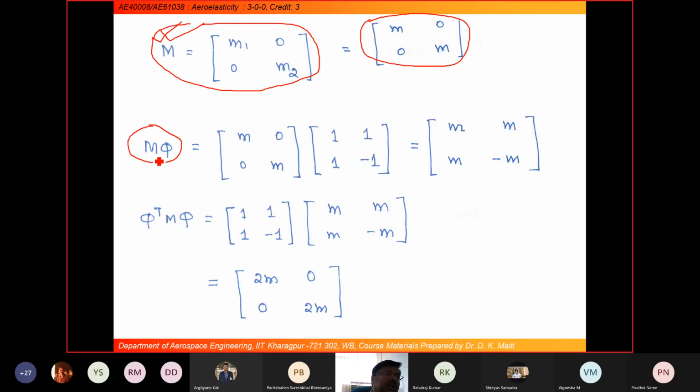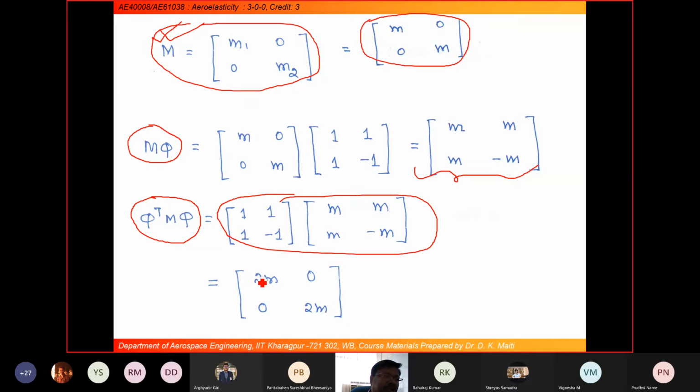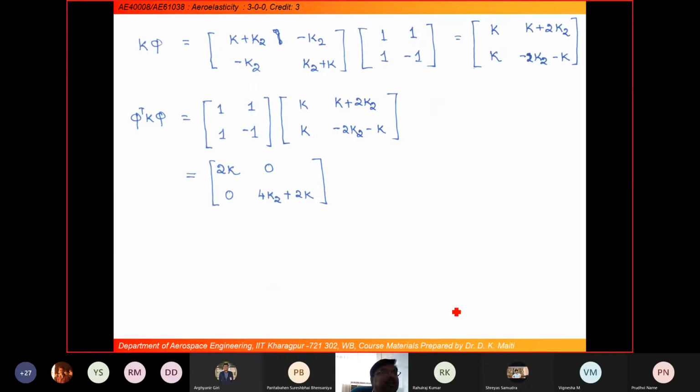Let us substitute phi and multiply. We will get m times phi as m and minus m, and then phi transpose m phi. If I do this transformation, it comes out as 2m. Similarly, let me come to the stiffness matrix normalization. First I calculate K phi and then phi transpose K phi. If I do this transformation, I get twice K, 0, 0, 4K2 plus 2K.